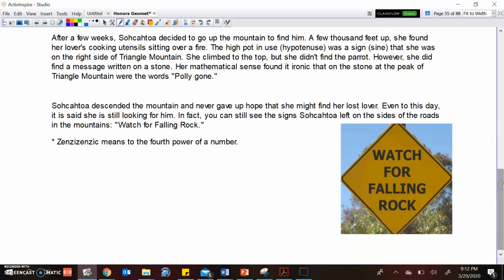SOHCAHTOA descended the mountain and never gave up hope that she might find her lost lover. Even to this day, it is said that she is still looking for him. In fact, you can still see the sign SOHCAHTOA left on the sides of the roads in the mountains. Watch for Falling Rock. It's a silly story, but it hopefully just solidifies SOHCAHTOA, gives you a little context, and makes that little acronym a little bit more concrete.